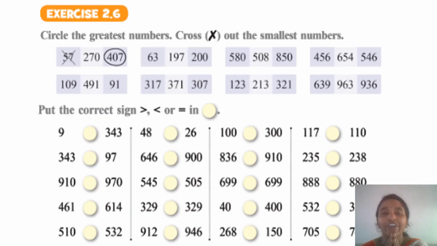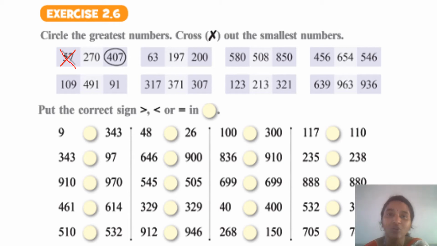Now, moving to your exercise 2.6, you have to circle the greatest number and cross the smallest number. First one is given for you. What are the three given numbers? 57, 270 and 407. In this, two are 3-digit numbers and one is a 2-digit number, right? So the 2-digit number will be your smallest number, so I am crossing it directly.